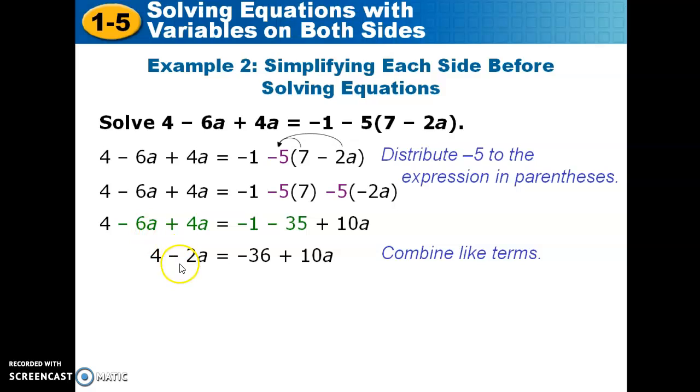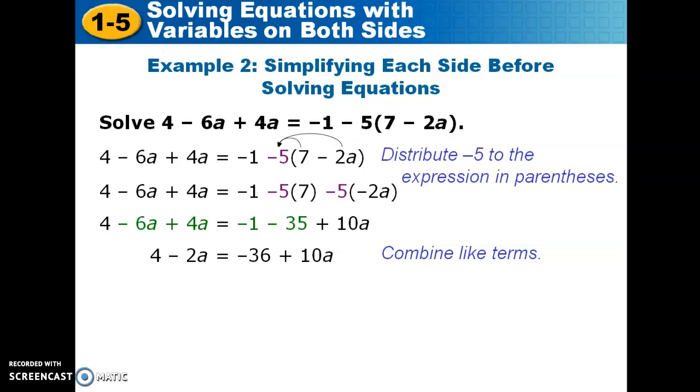That will yield a negative 2a. All right, so we've taken care of the left side. Now, on the right side, we've got negative 1 minus 35. That gives me a negative 36. Then I'm dropping down my plus 10a. Okay, so now we've combined like terms.